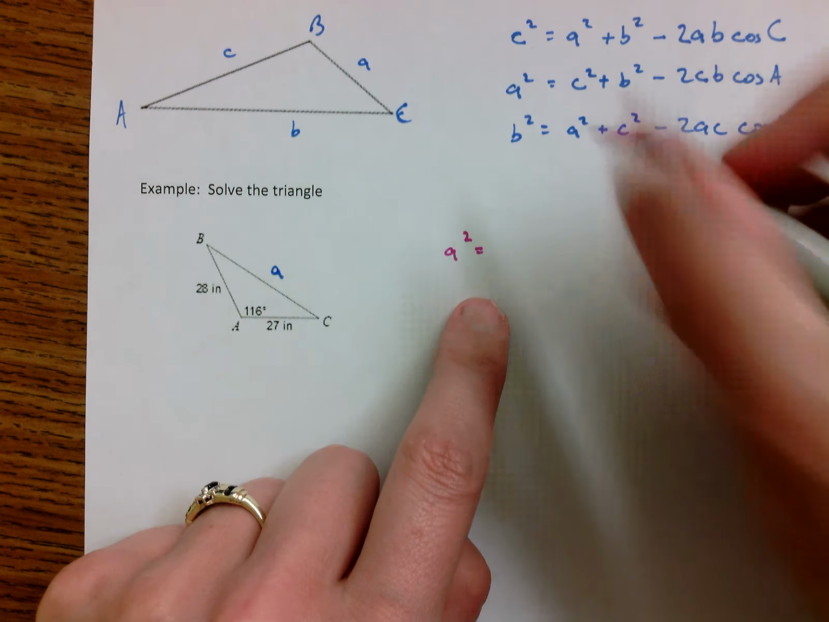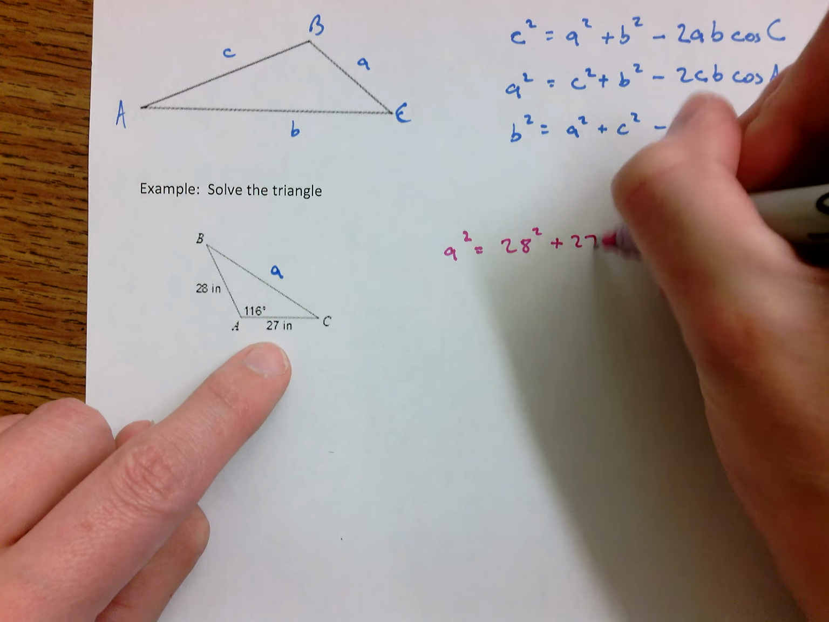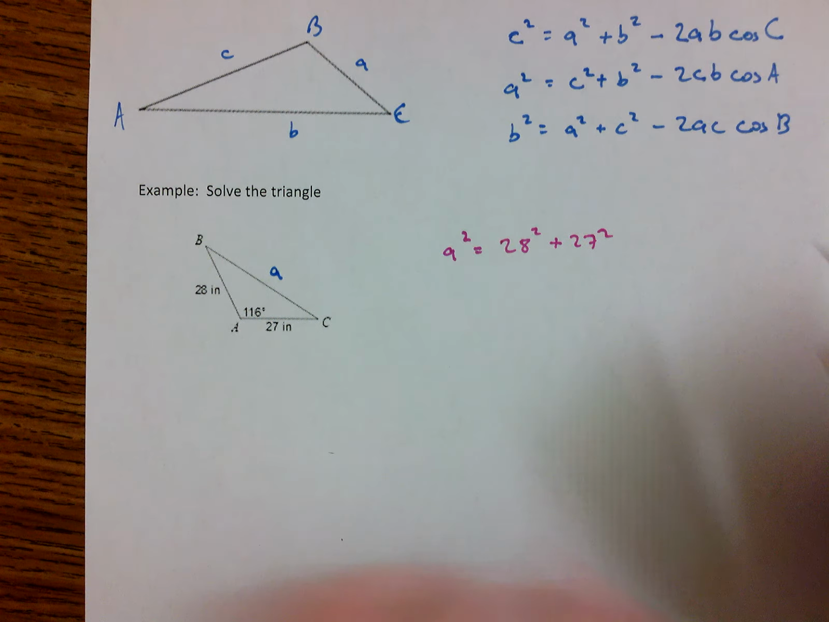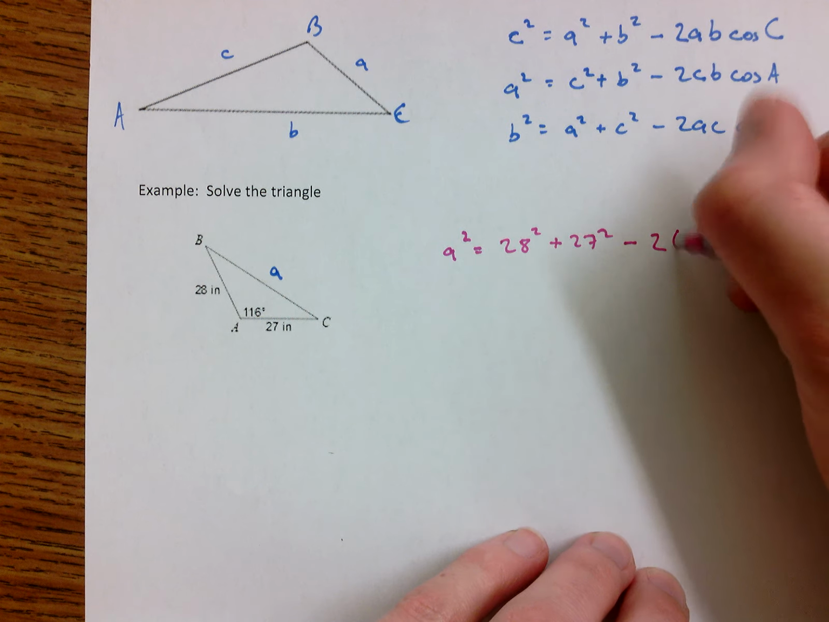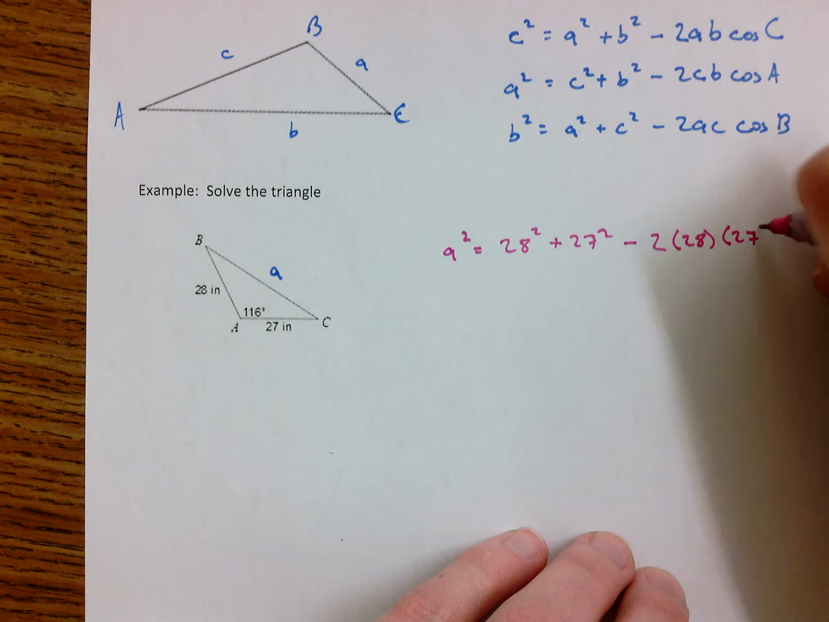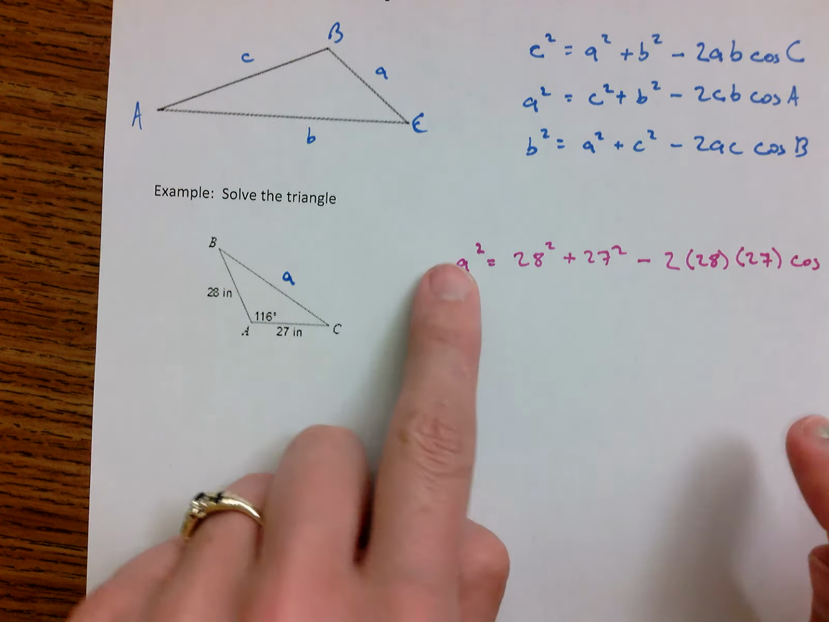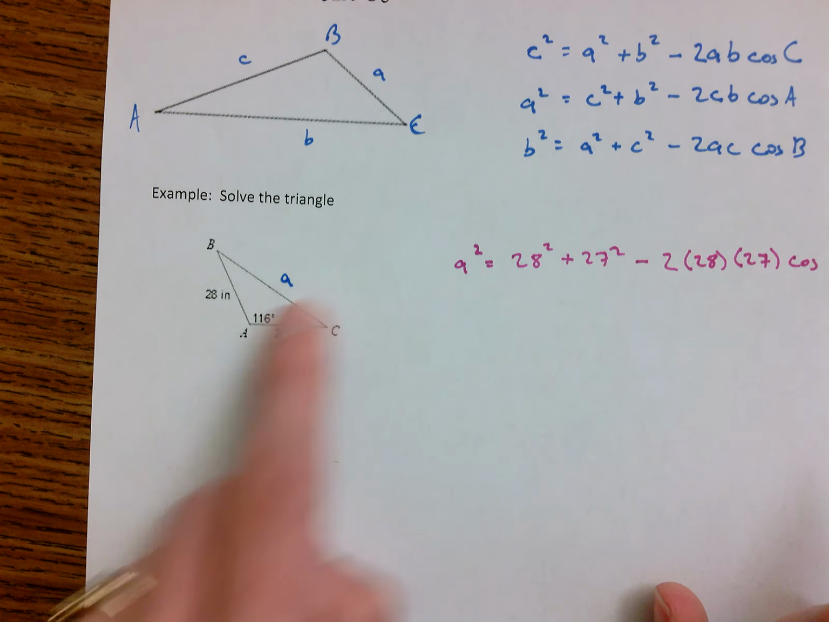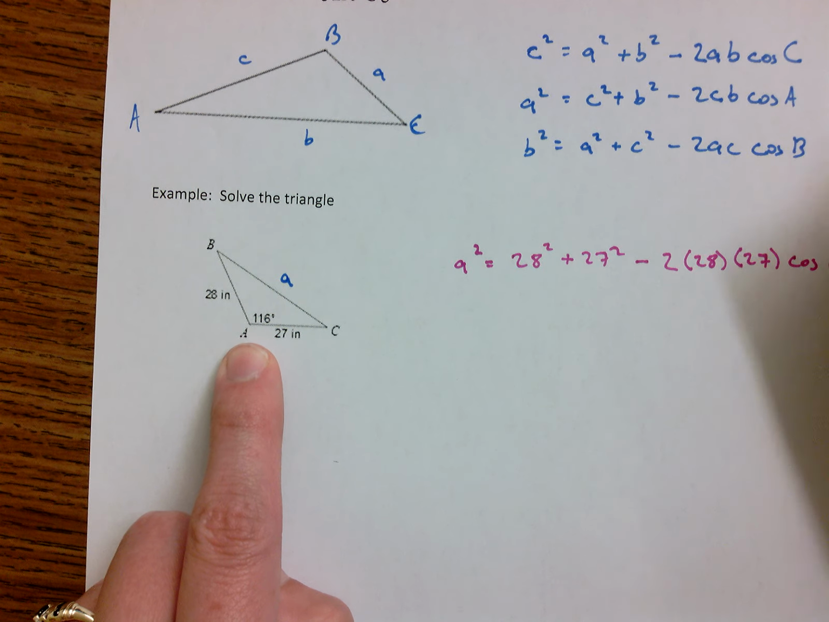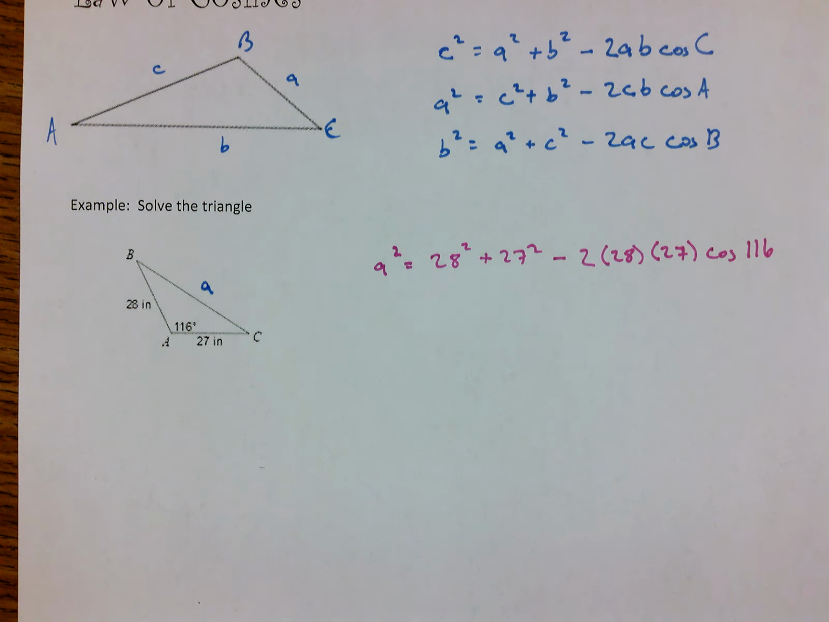Okay, so A squared is going to equal my two sides squared added together. Okay, and then minus 2 times A, which is 28, times B, which is 27, times the cosine of the angle across from this guy. So the angle across from side A. So the cosine of 116. All right. So now we have this lovely equation that we're going to solve.